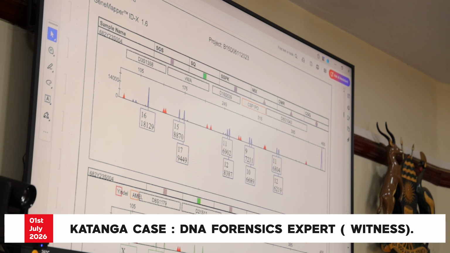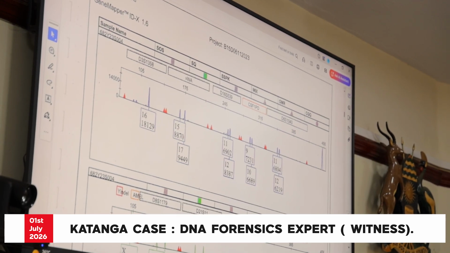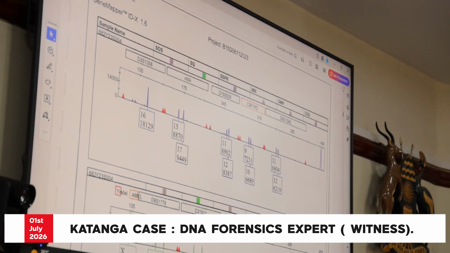Okay, so now you had explained to my lord about Verifiler Plus looks at 25, is it 23? There's 25 different areas, one of which is the sex determining test and one of which is specific to male DNA. So there's 23 STR sites, 25 in total over the profile.